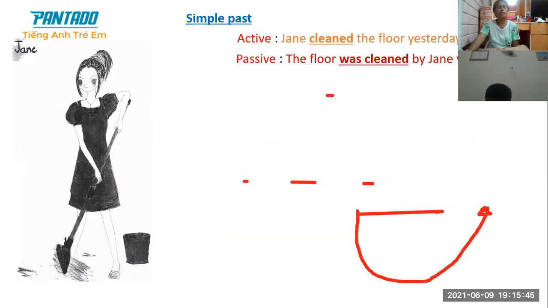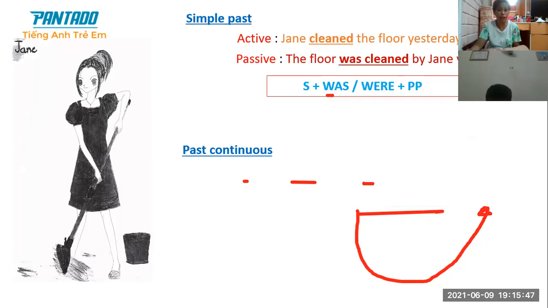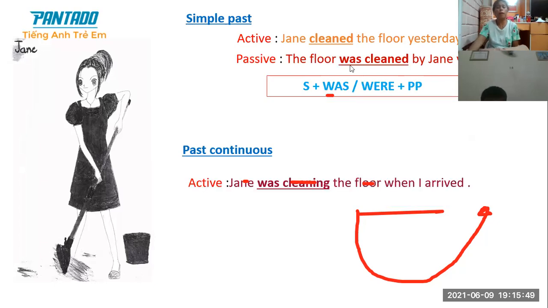we have here the simple past. Okay, we already know this one. In the simple past, of course, there is this active voice. Jane cleaned the floor. That's simple past. Here, past tense, clean, because we are talking here about past tense.